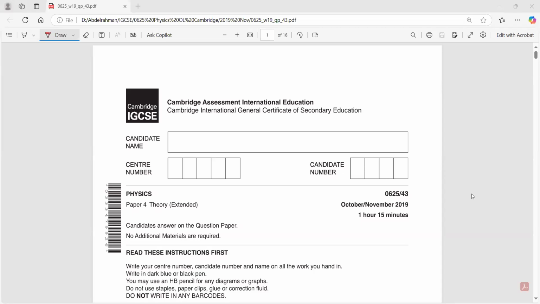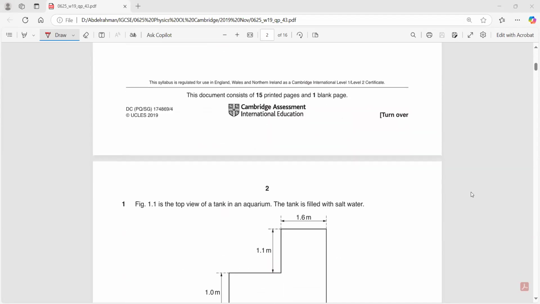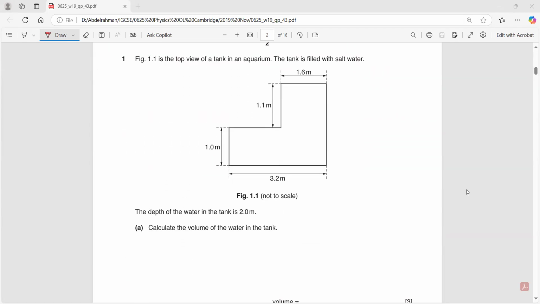November 2019, paper 4, variant 3. Question 1. Figure 1.1 is the top view of a tank in an aquarium. The tank is filled with salt water. The depth of the water is 2 meters. Calculate the volume of the water in the tank.